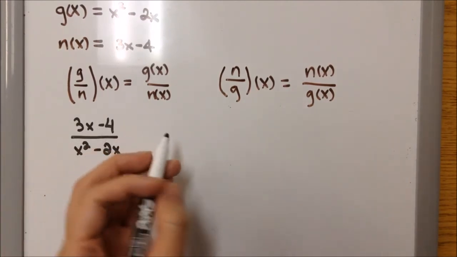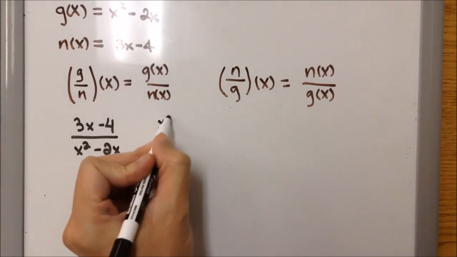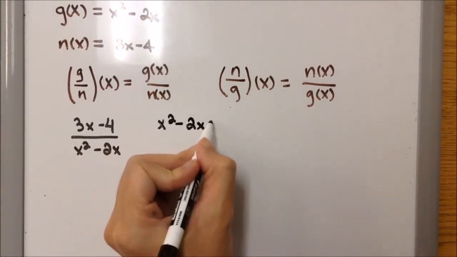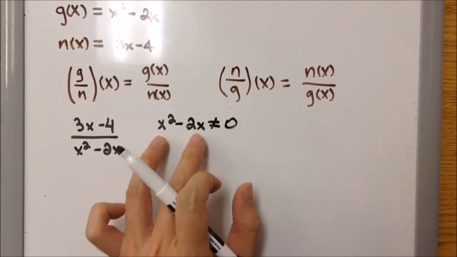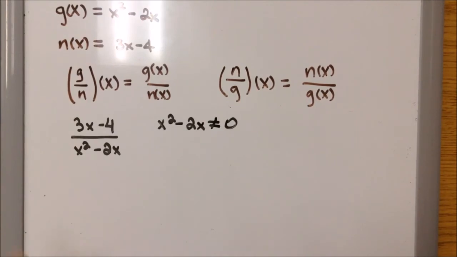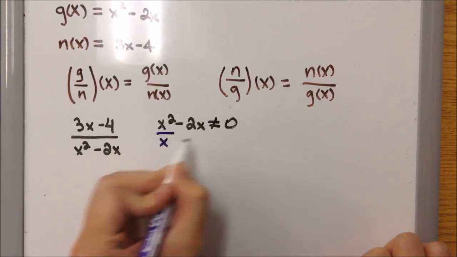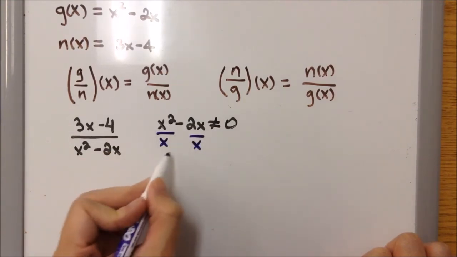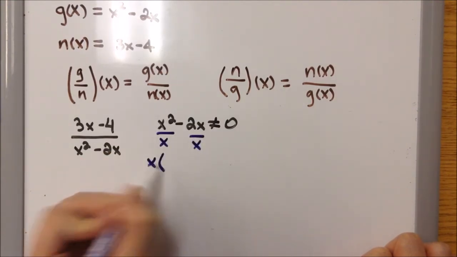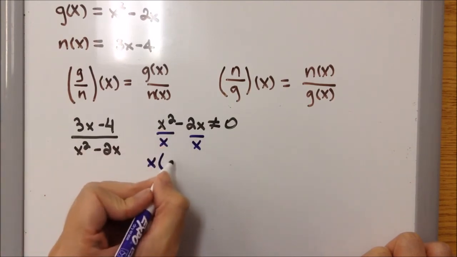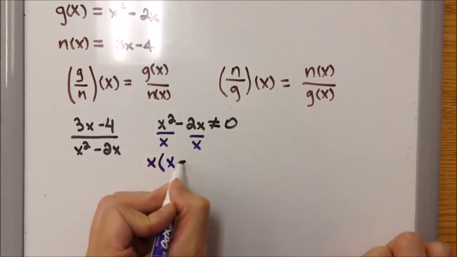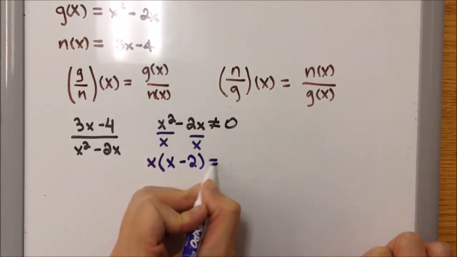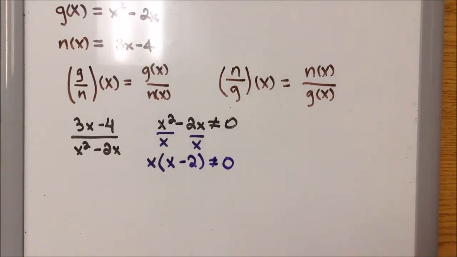We're going to set the denominator, x squared minus 2x, not equal to 0. So since these two terms have x, we're going to have to factor out the x. So again, factor out means divide. So this x will be on the outside. So x squared divided by x is just x. And then minus 2x divided by x is just minus 2, not equal to 0.